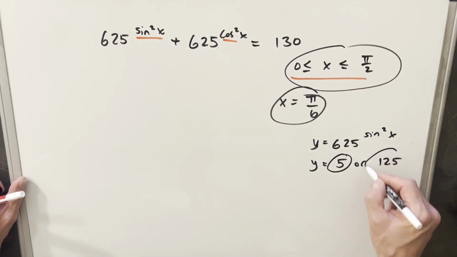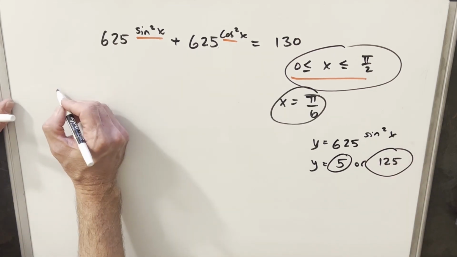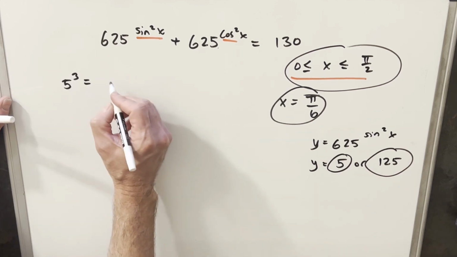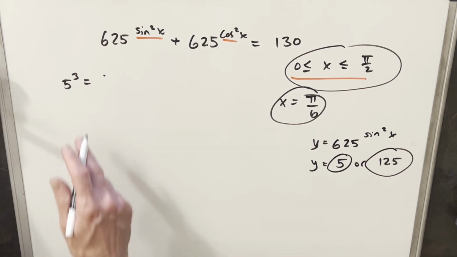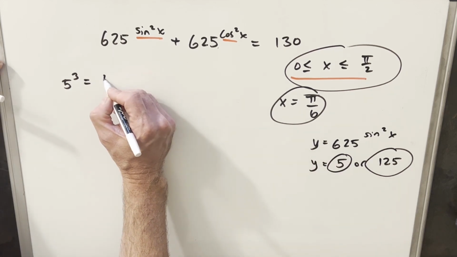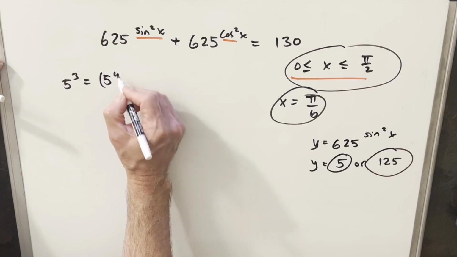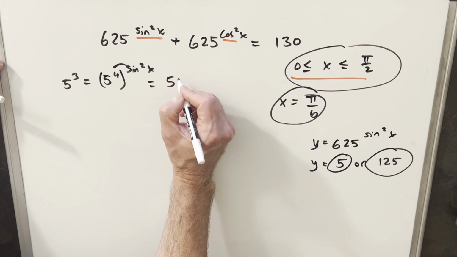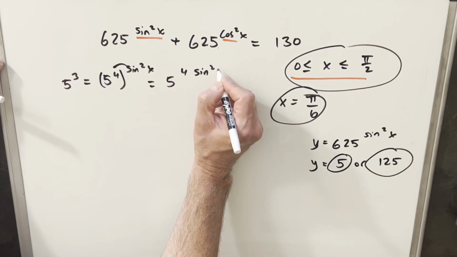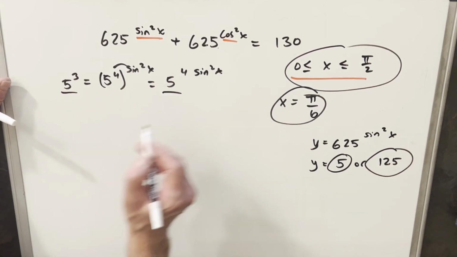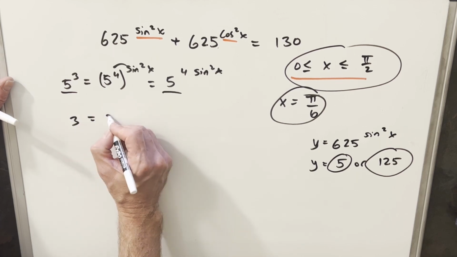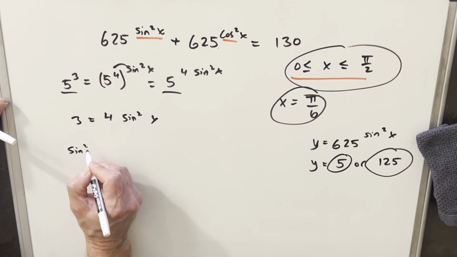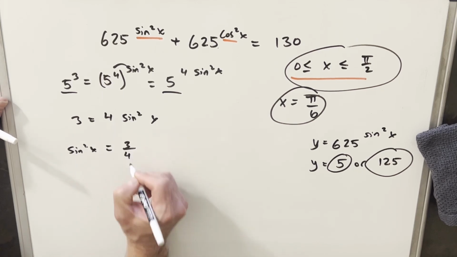Okay, so now that we have one solution, we'll focus on this second value of y, 125. Let's take 125 and write that as 5 cubed, and we'll equate 5 cubed to 625 to the sine squared x, and I'm going to write that as 5 to the 4th sine squared x. Same base, so we'll equate the exponents. So we're saying 3 equals 4 sine squared x. Then sine squared x is going to be 3/4.